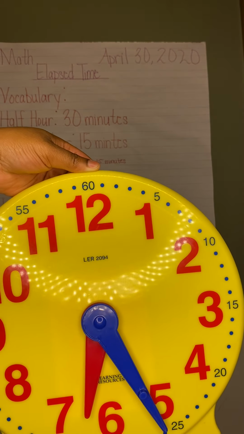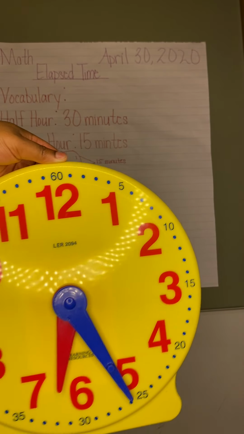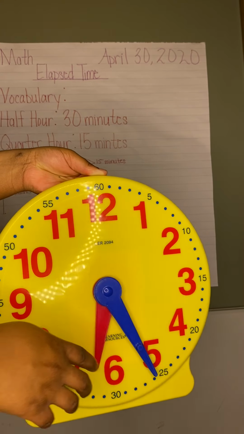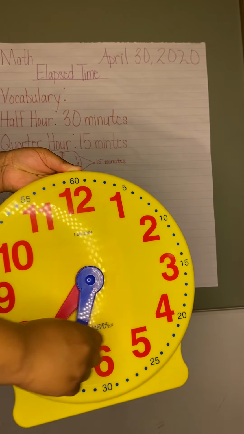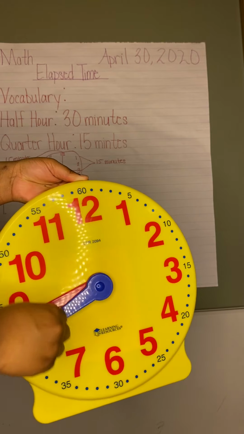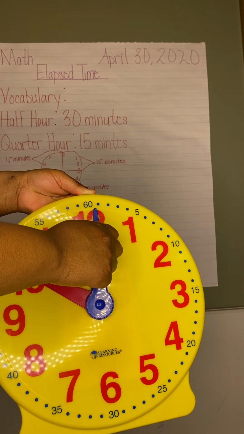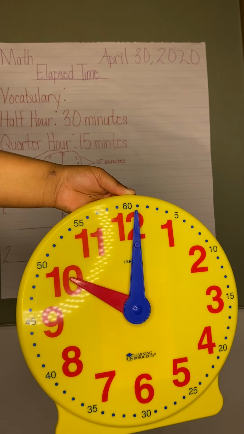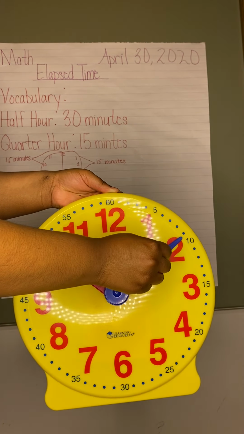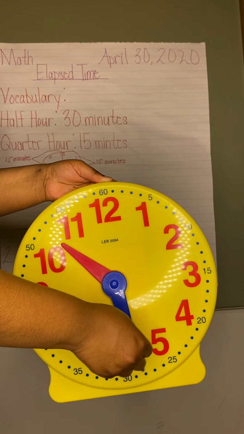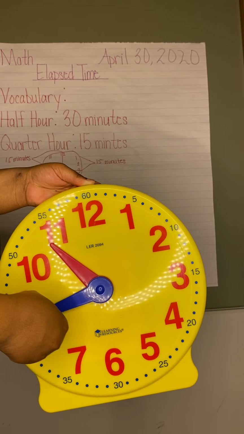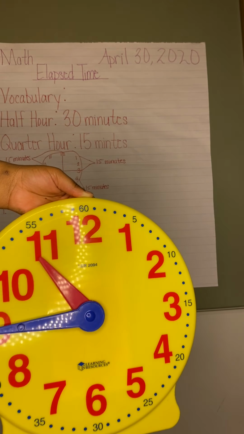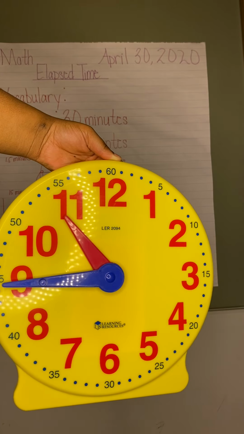So first, let's put our clock on 10:45, sorry. We're going to put our clock on 10:45. Right now my clock is reading 10 o'clock, but I needed to go to 10:45. So I'm going 5, 10, 15, 20, 25, 30, 35, 40, 45. All right, so now my clock is reading 10:45.